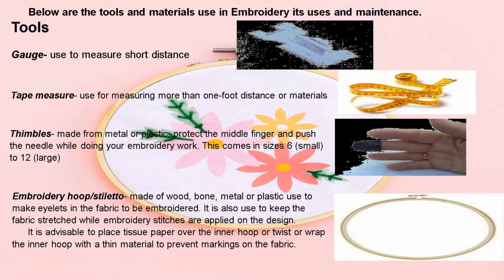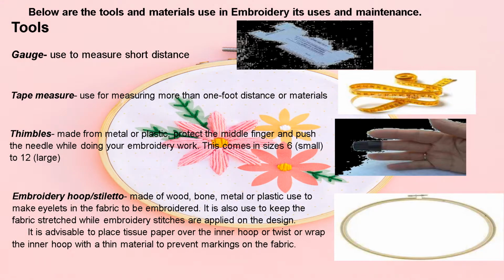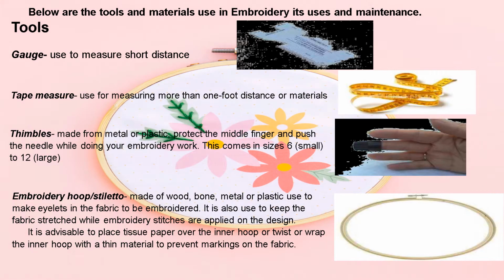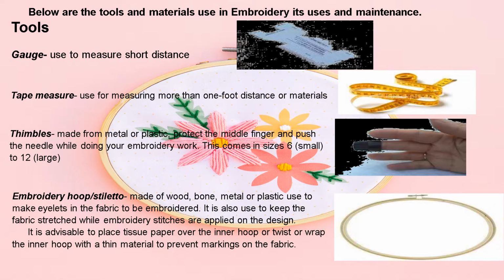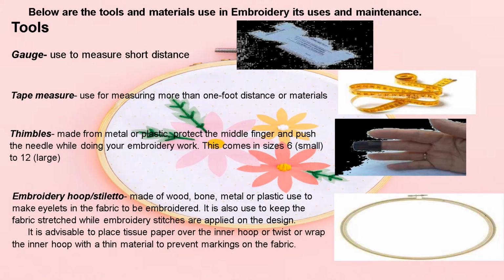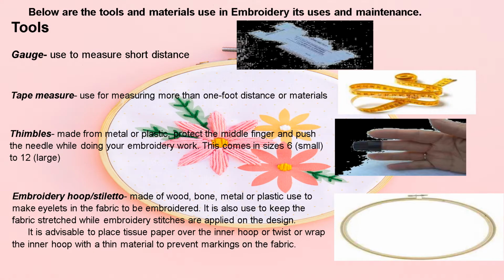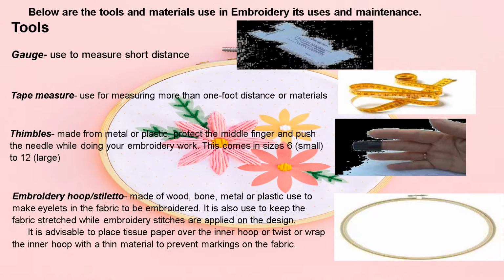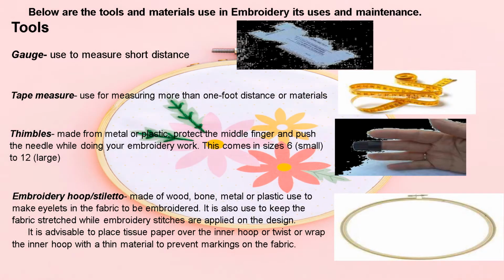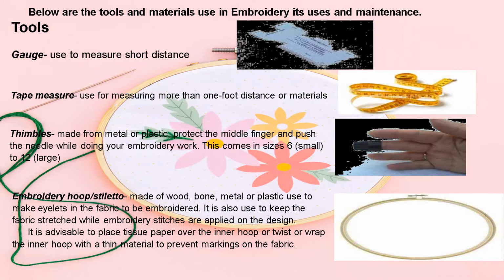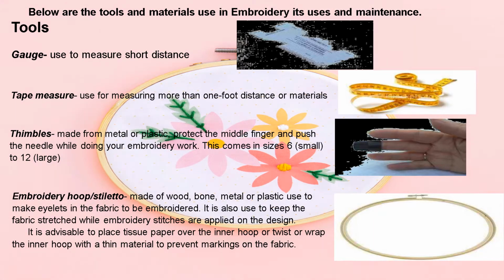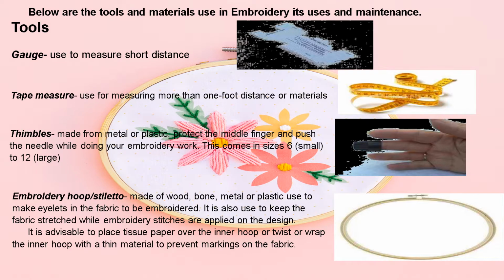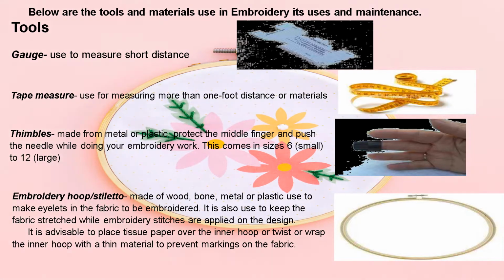Embroidery hoop or stiletto, made of wood, bone, metal, or plastic, used to make eyelets in the fabric to be embroidered. It is also used to keep the fabric stretched while embroidery stitches are applied on the design. It is advisable to place tissue paper over the inner hoop or wrap the inner hoop with a thin material to prevent markings on the fabric.